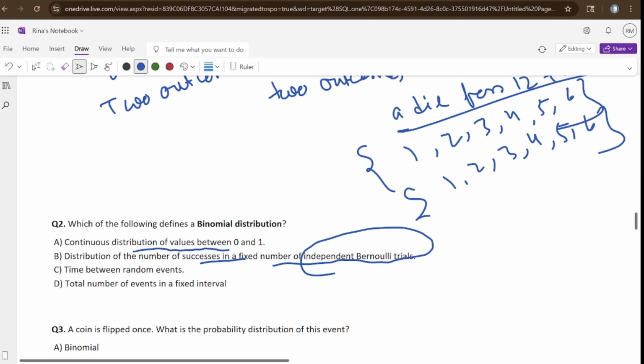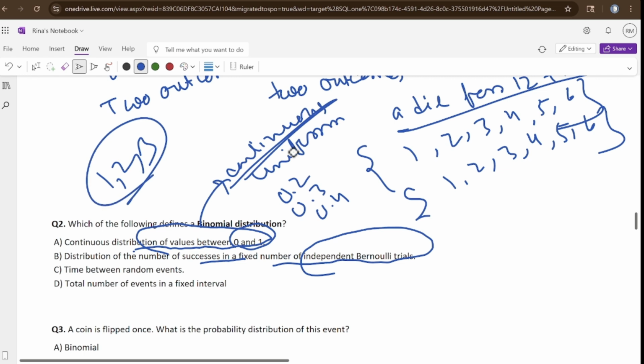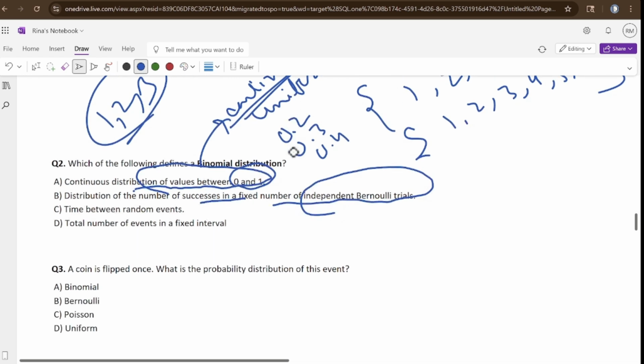Continuous distribution of values between 0 and 1. What does it mean? Which kind of distribution? This is continuous uniform distribution. Right, because it is always between 0 and 1, uniformly distributed. Why continuous? Because it may be 0.2, 0.3 like this. Okay, if it was 1, 2, 3, then we can say discrete. Clear? Third one, time between random events, exponential distribution.